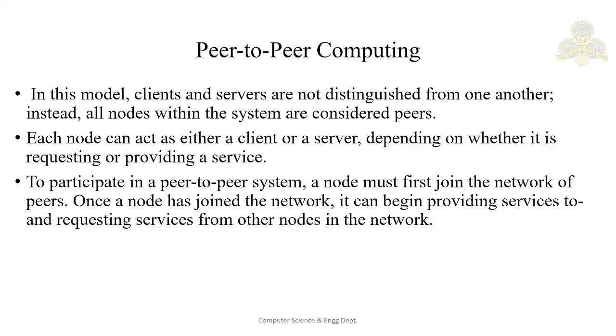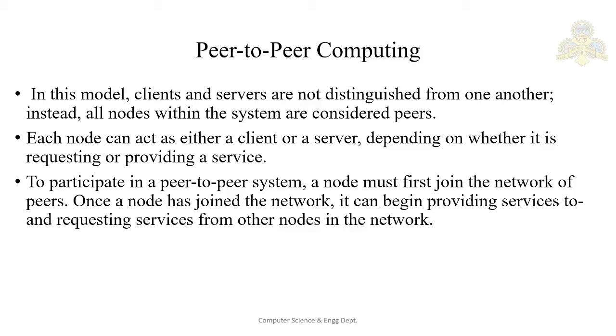Okay, they either act as a client or a server depending on whether it is requesting something or providing a service. If it is requesting something, then it is a client, and if it is providing a service, that means it is a server. So in a client server system, the server is the bottleneck, that is the problem. Why? Because if the server fails, then you cannot fetch the data or do anything with the files, right?